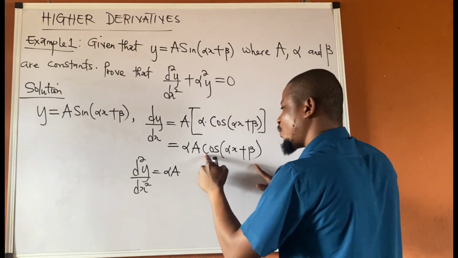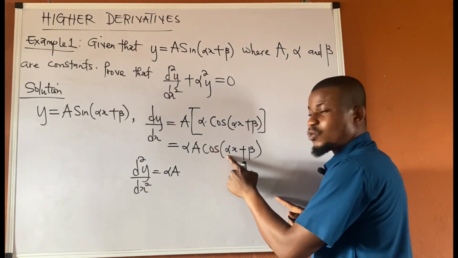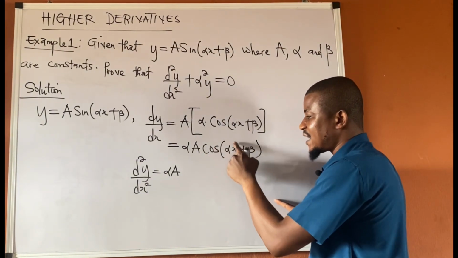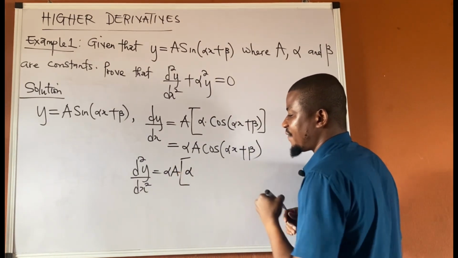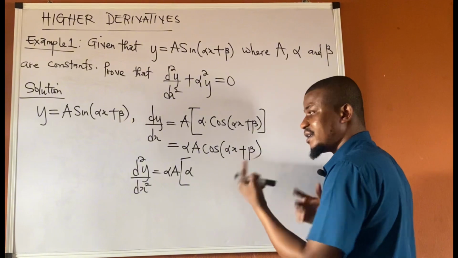So let's start. For you to differentiate this, like we said, you need to go to the inner function and differentiate alpha x. So let's keep it this way. Differentiate alpha x, you have alpha. Now differentiate beta, that's 0.